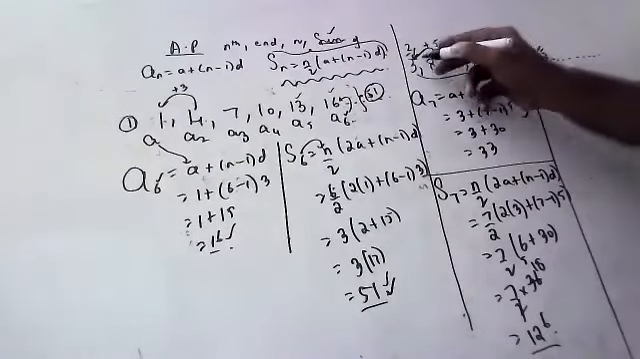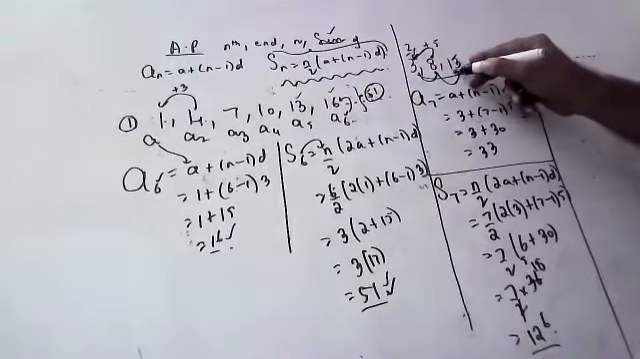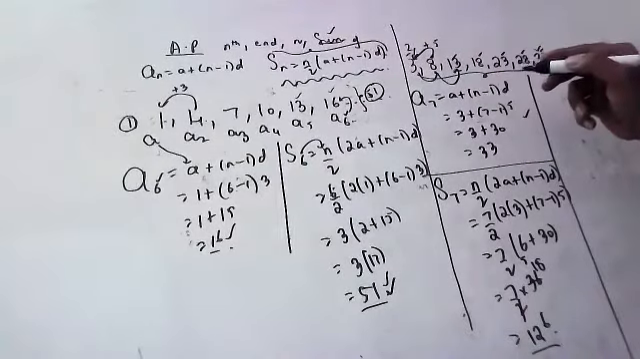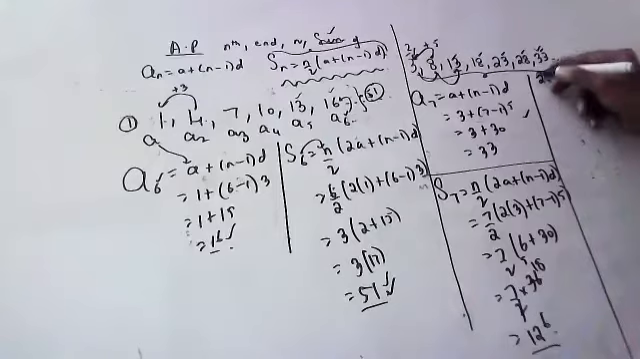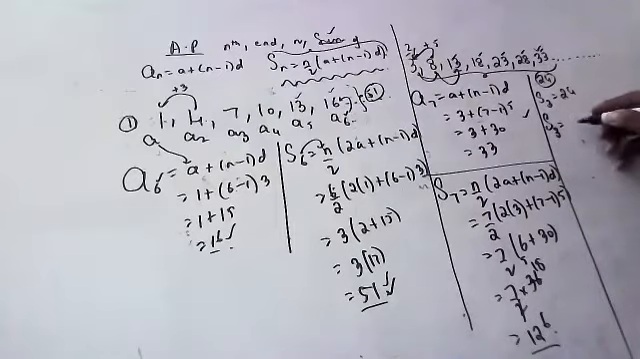So if you want, see 3 plus 8, how much, children? 11. 11 plus 13 is how much? 24. Sum of 3 terms is 24, yes or no? You check if you want, using the formula, you check, children.